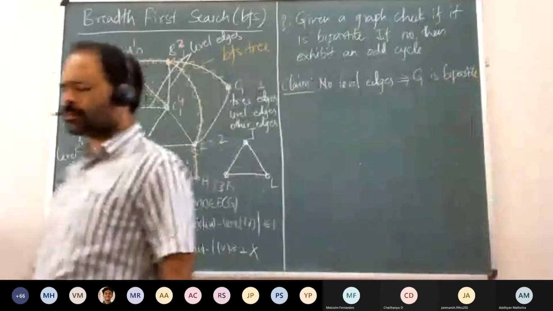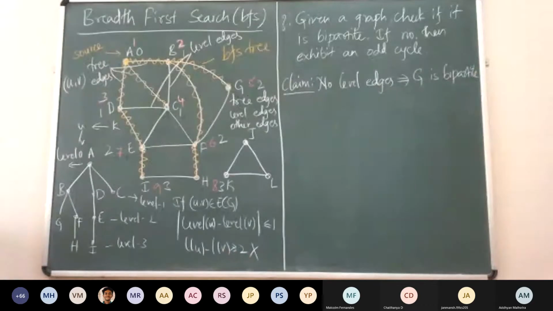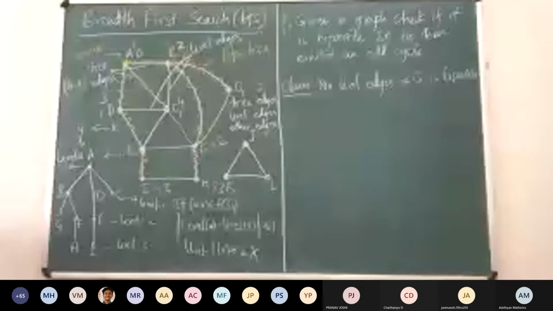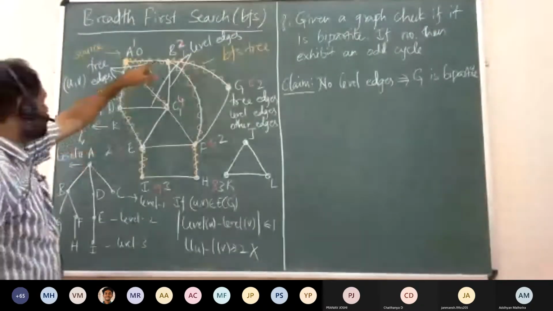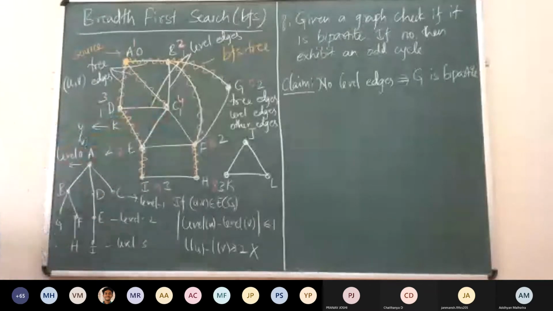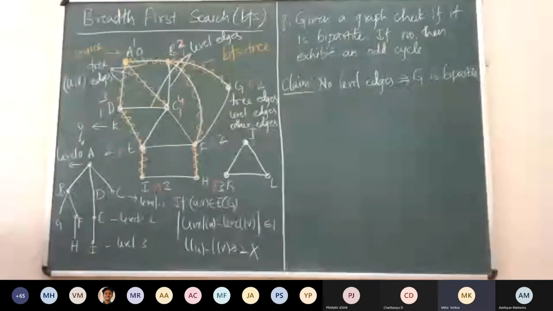Why is this? So there can be other edges, like CE. What Adyan said was that there are no level edges, that's all. Other edges can be there. The opposite could be true, right? If G is bipartite, then it would mean that it has no level edges, but the other way around won't be true.